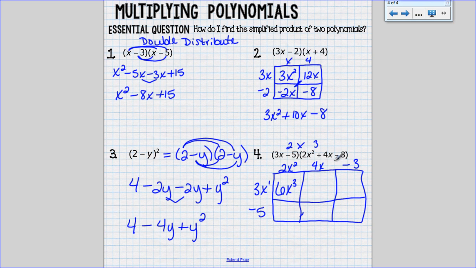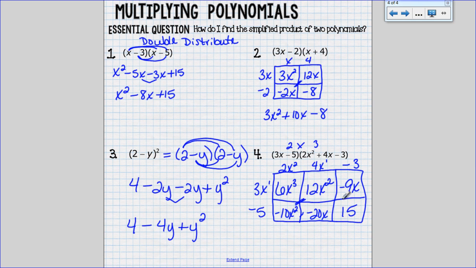Then when I do 3x times 4x, 3 times 4 is 12, and the x times x makes x squared. And then 3x times negative 3 makes negative 9x. Now for the bottom row, negative 5 times 2x squared makes negative 10x squared. Negative 5 times 4x makes negative 20x. And negative 5 times negative 3 makes positive 15.